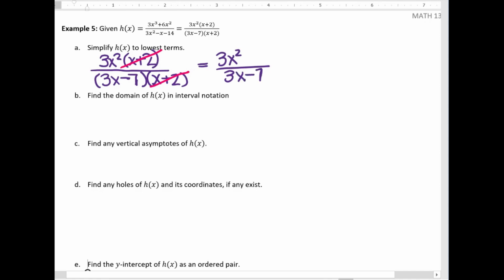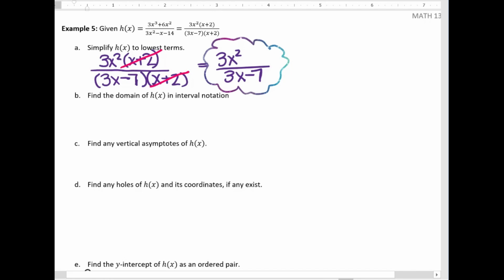Keep in mind that we cannot simplify those 3's or the x's because the 3x squared up top is single, but that 3x in the bottom is married, or in a relationship, with the 7, because it's 3x minus 7. They have a bond and you cannot break that. So it cannot simplify further.